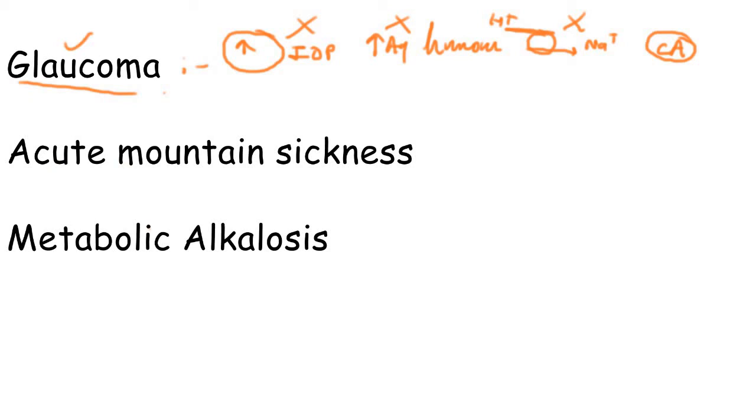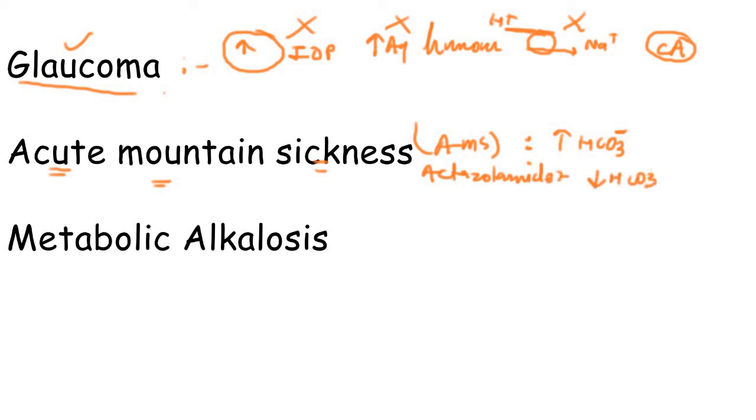The second clinical condition is acute mountain sickness. Guys, I will make a separate video on acute mountain sickness, but for this moment just remember that in case of acute mountain sickness there is an increase in the bicarbonate ions within the body because of the respiratory alkalosis, and now since the acetazolamide decreases the reabsorption of bicarbonate and causes the bicarbonate ion to be excreted out, therefore it is used in case of acute mountain sickness.